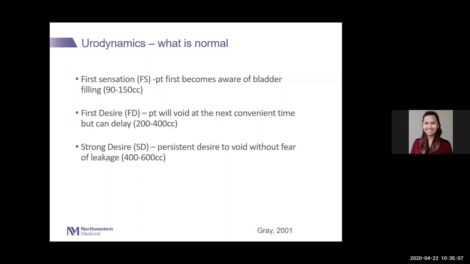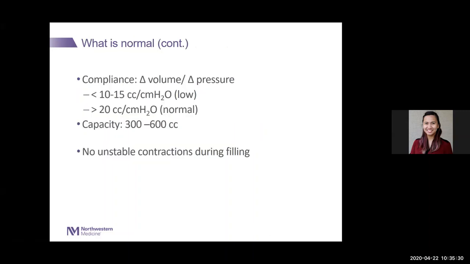What's normal? Well, this is kind of a range, and if you look at studies, they'll give you a range for when patients first feel it, when their first desire is, when their strong desire is, and really, this can be pretty variable. You really want the patients to let you know when they feel like they have a strong urge to void and they really can't hold it much longer. That's kind of their capacity.